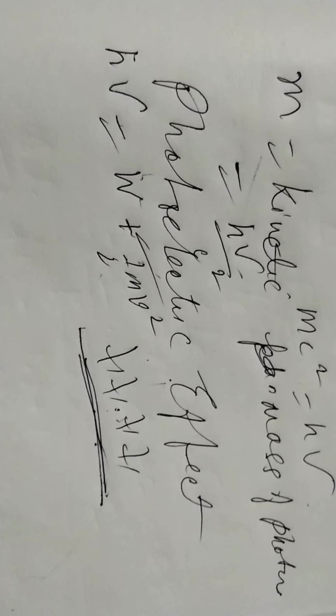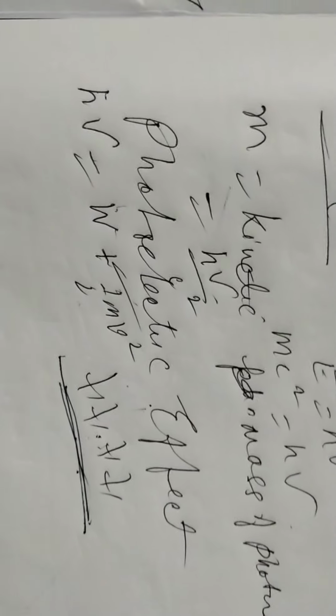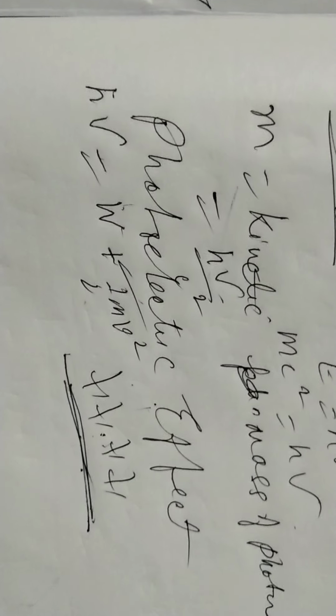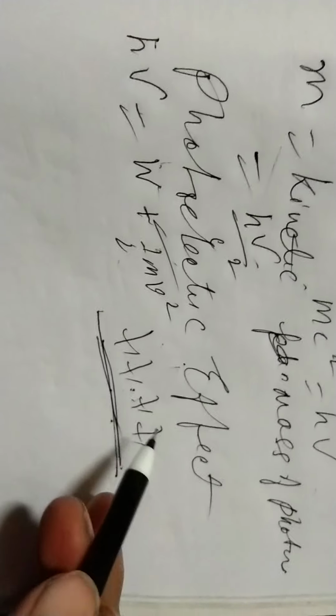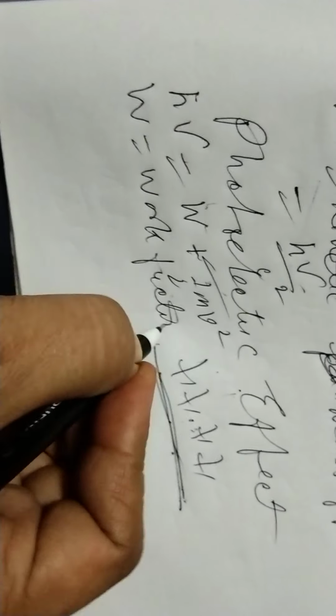half mv square. He gave the condition that when light of energy h nu is falling on the surface, then a part of it is used to pull the electrons out of the metal surface, which is given by the work function W, and at the same time some energy is given so that the electrons keep moving. So here W is the work function, and this is equal to h nu naught.